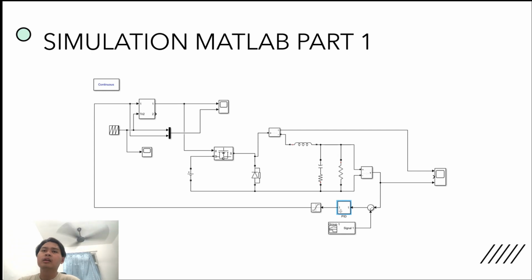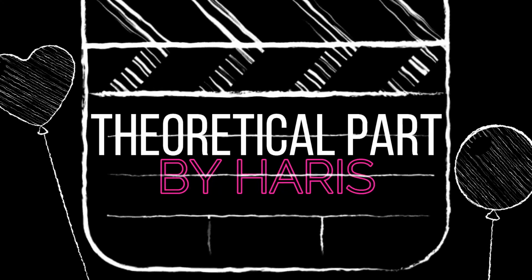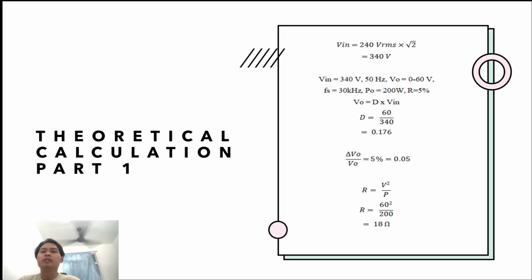Next, this is the circuit on MATLAB for part 1 of the assignment. Next, this is the theoretical calculation for part 1. For part 1, we need to find the V in, which is 340 volt. Next, we need to find the duty cycle, which is 0.176. Next, we need to find the resistor, which is 18 ohm.